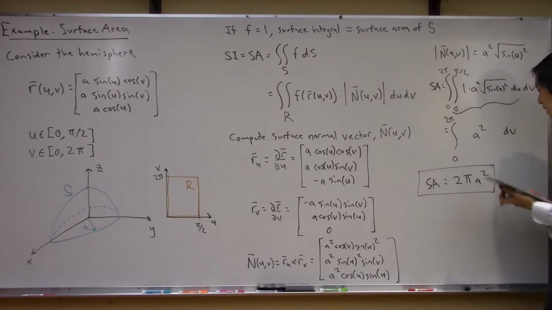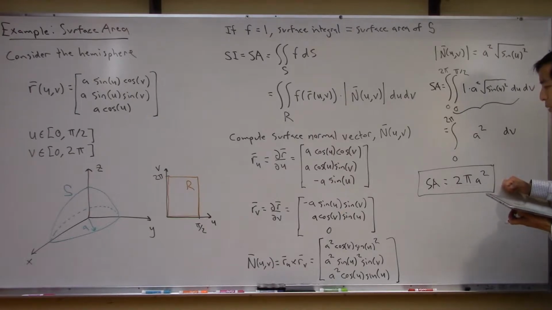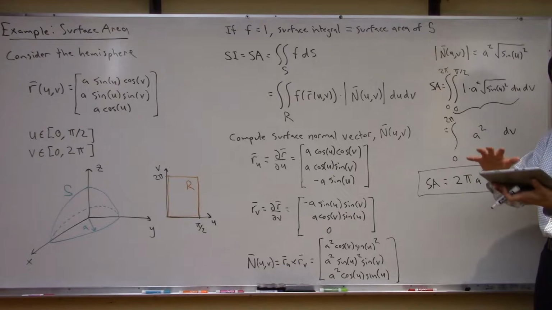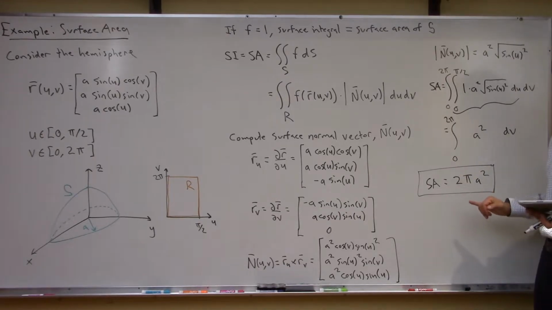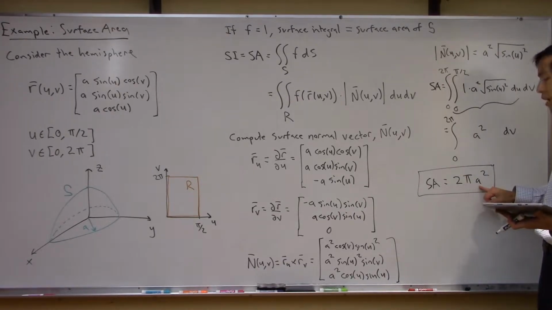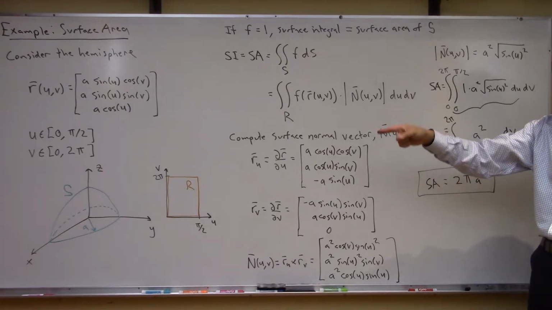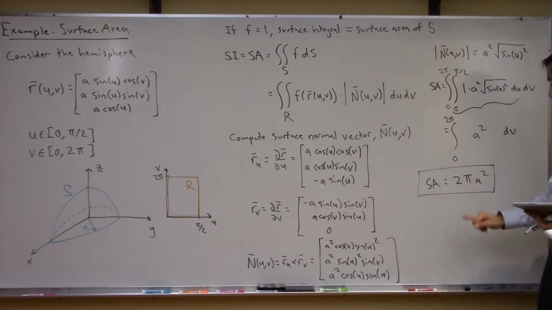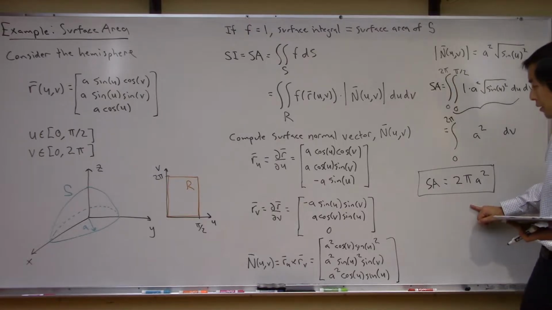And as you can see, this agrees with the well-known formula for the surface area of an entire sphere, which is 4 pi a squared, or 4 pi times the radius squared. So since we only have half of a sphere here, we just get half the surface area, right?